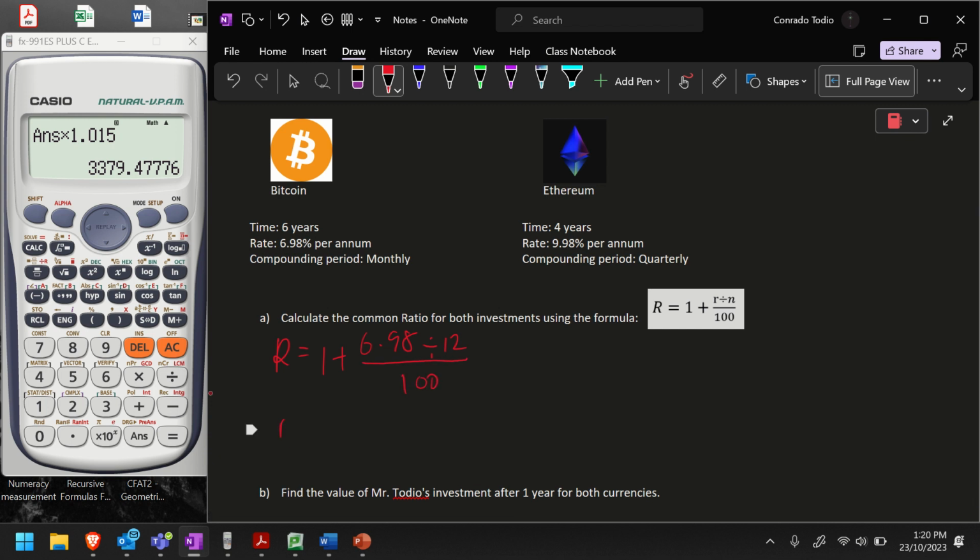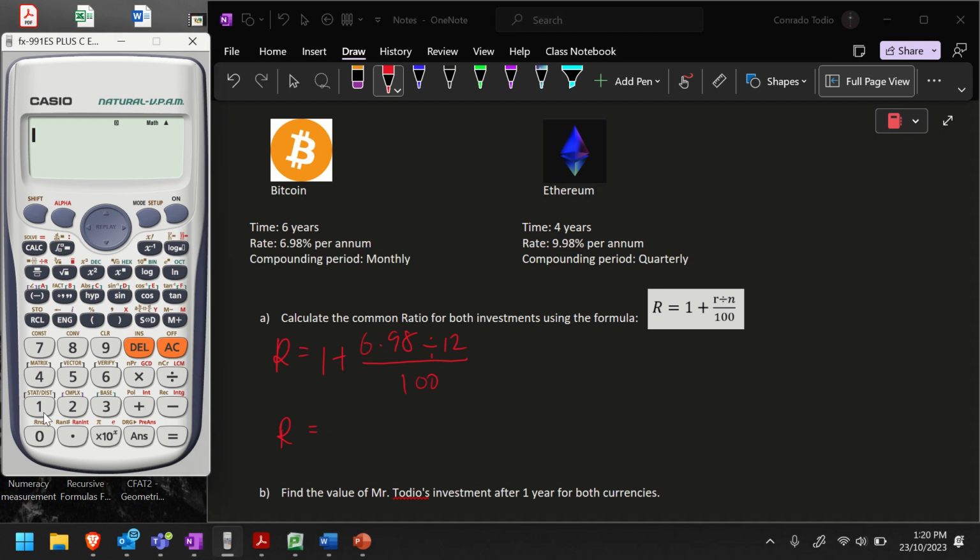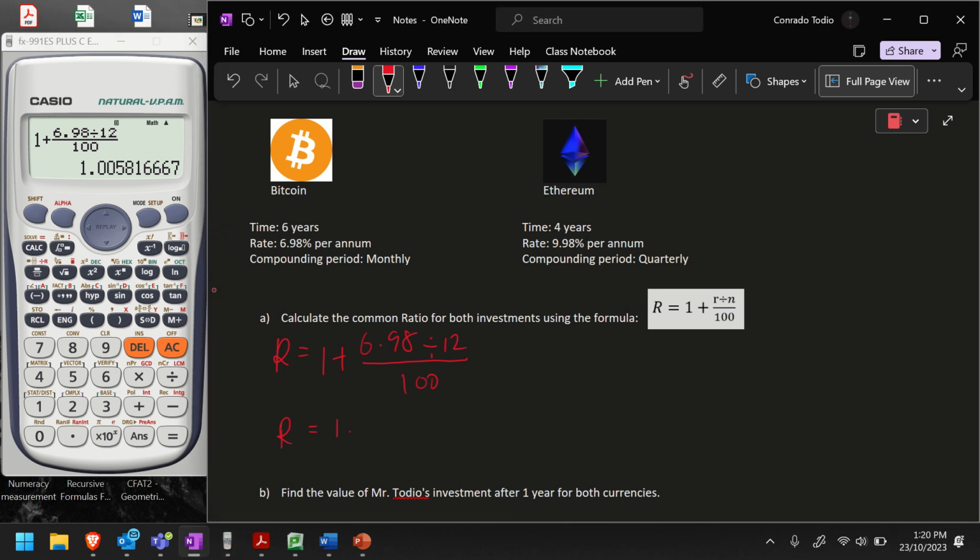So for the common ratio of Bitcoin, let's see how much they actually do. 1 plus 6.98 divided by the 12, and then that divided by 100. So the common ratio is 1.0058. Cool. 1.0058 for Bitcoin.